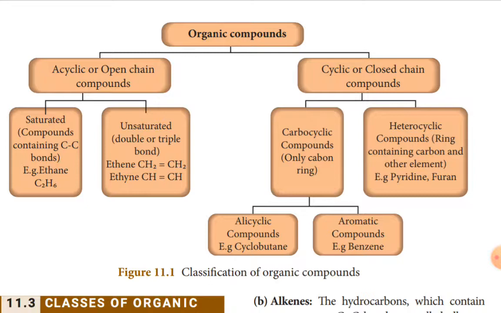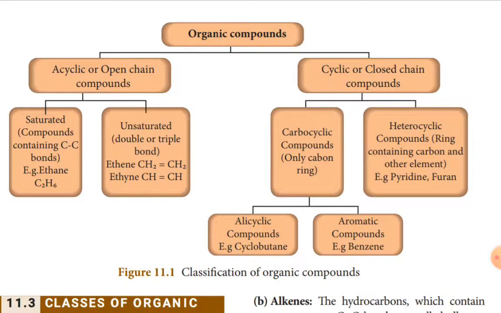The open chain compound is further classified into two types: saturated organic compound and unsaturated. Saturated means the compound contains carbon single bonds: ethane, propane, butane, like that. Unsaturated compound means they possess a double or triple bond: ethene, propene, butene. So they end with ENE. Also ethyne, propyne end with YNE. They are under the family of alkene and alkyne.